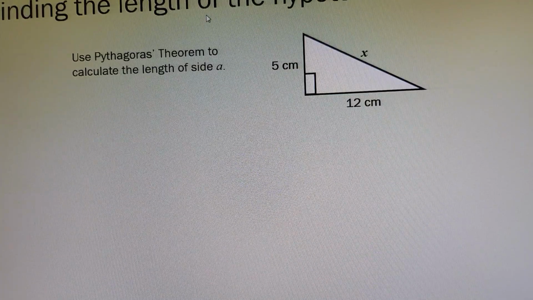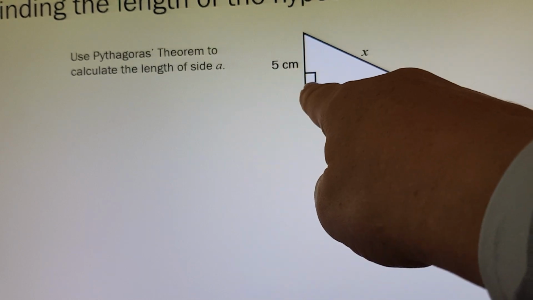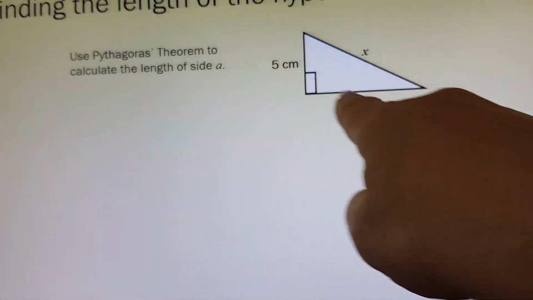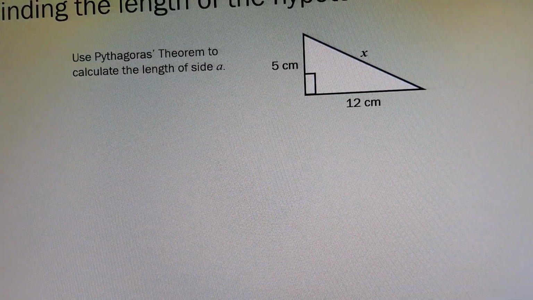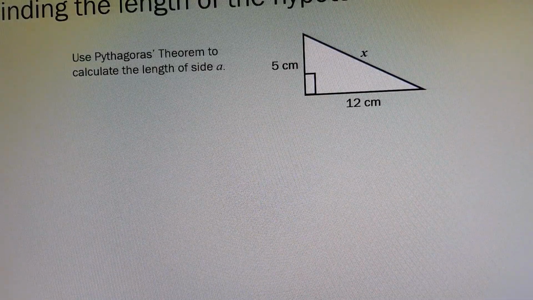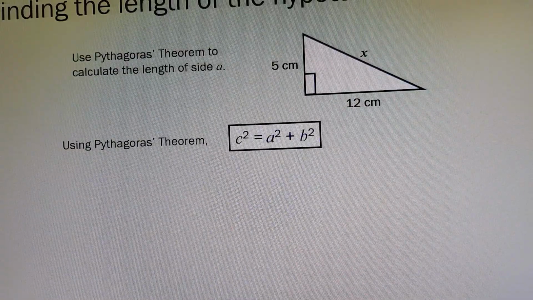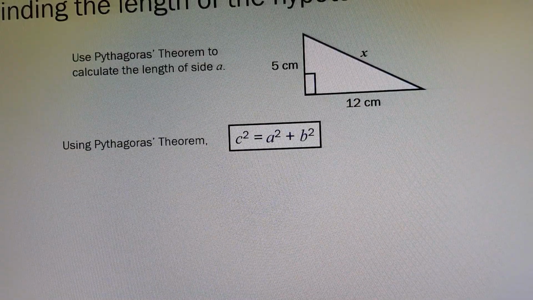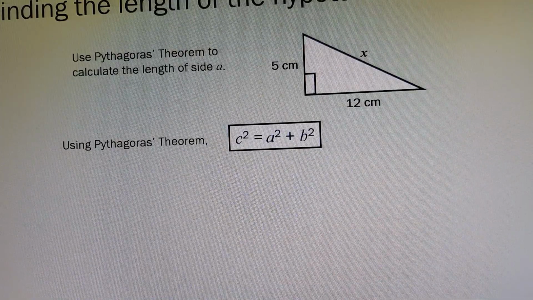Here is an example. I've got a triangle. I know it's a right angle because of this little box. And I've got two short sides where I know what they are. And I've got the hypotenuse where I don't know what it is. So I'm going to use Pythagoras. And I'm going to use the system that is C squared is equal to A squared plus B squared. And I'm going to substitute the values I can see into the right spots.